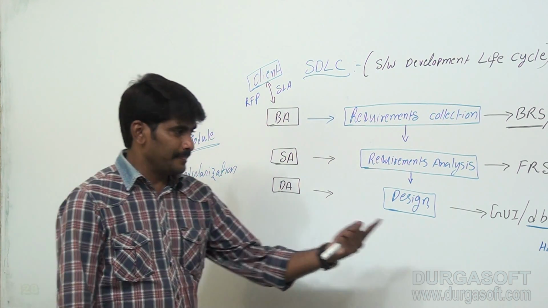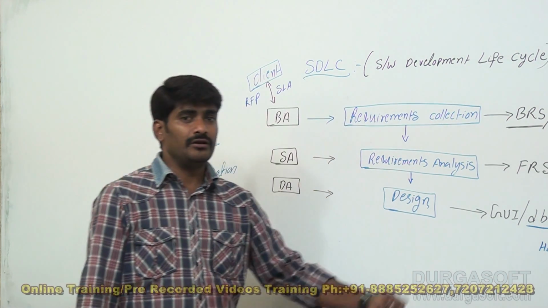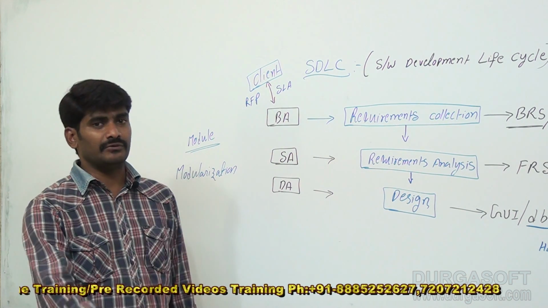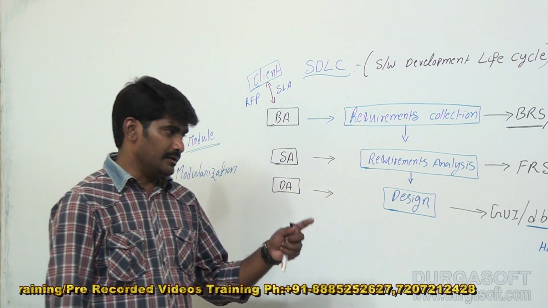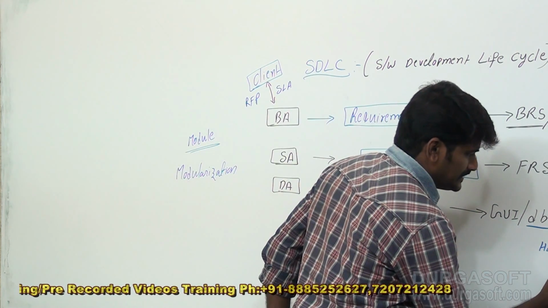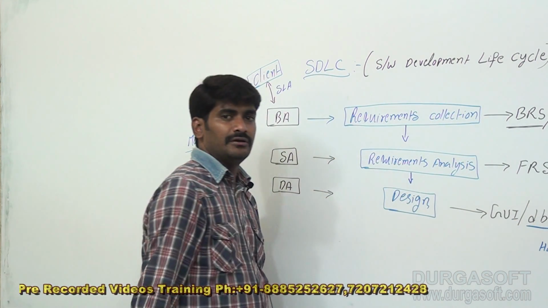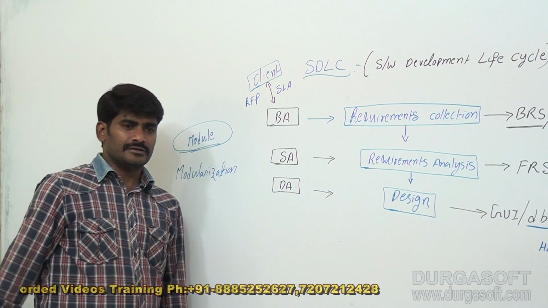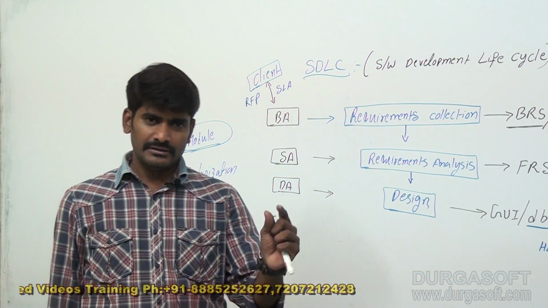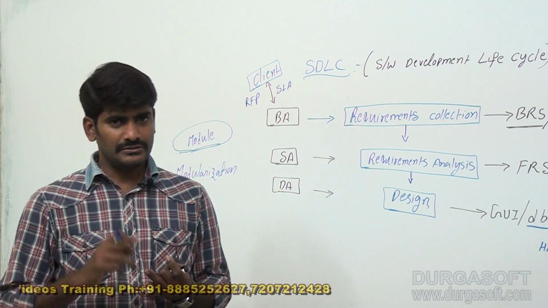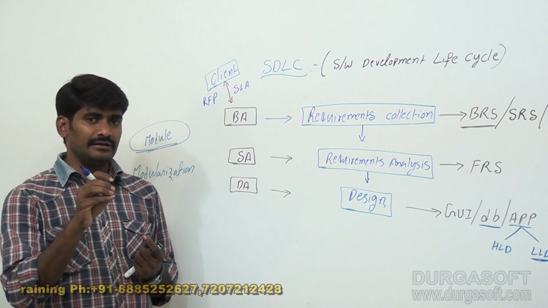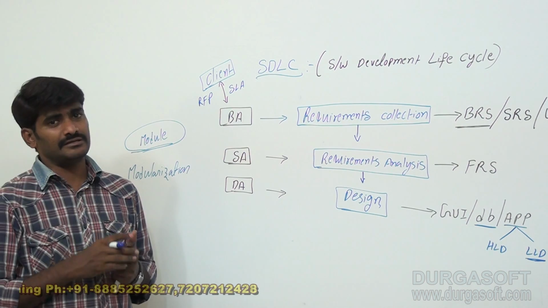So in high level designing, how many modules are there for my application? 5 modules, 6 modules, 10 modules. And in low level designing, what is the internal logic of each and every module? Suppose if you go to the Gmail inbox, some internal logic is there. Compose, some internal logic is there. Draft, same like that. Every module in every application has some internal logic.